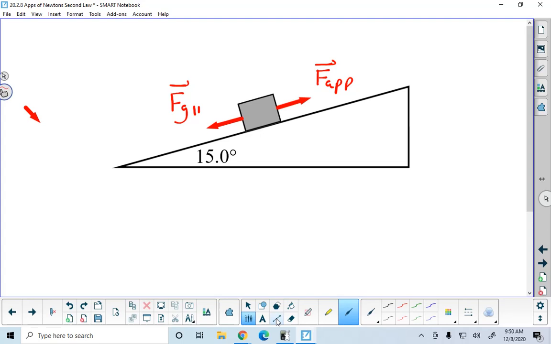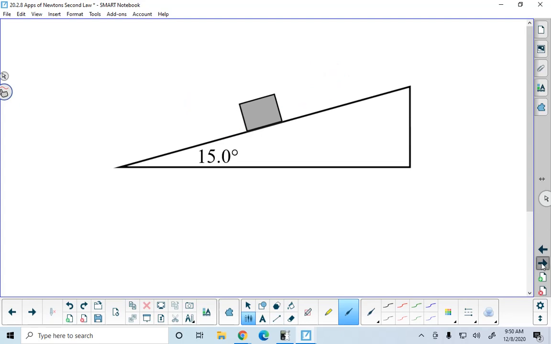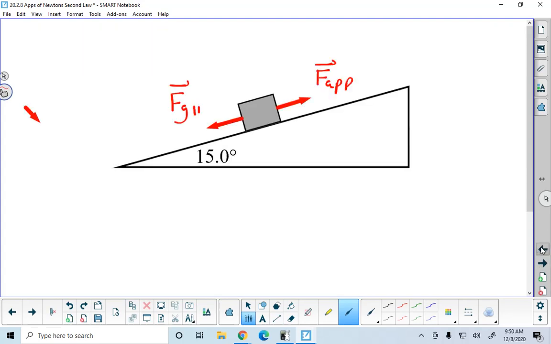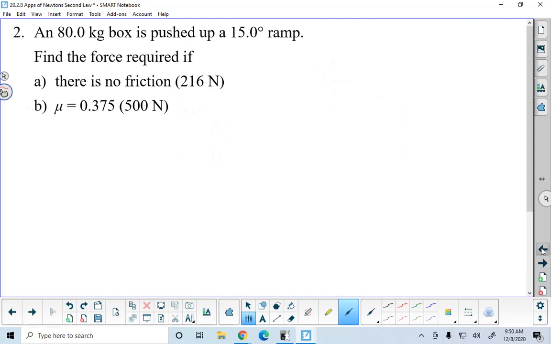Before I move on and talk about the next part of this question, I need to make sure that you understand the significance of what I'm saying here. Does anybody have any questions about the diagram for 2A? Now there's no friction. 2B, I believe, says there's friction. There's a coefficient of friction.